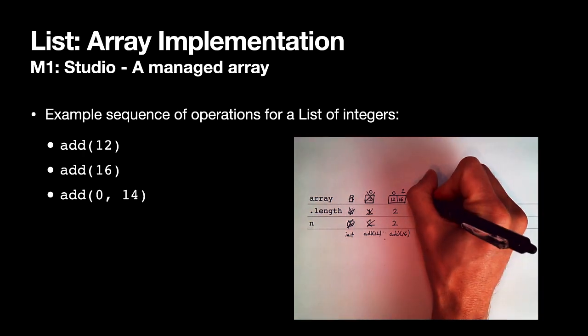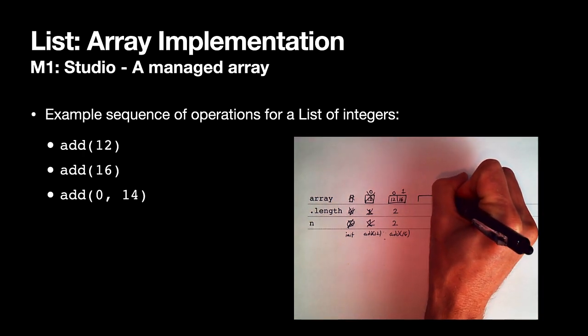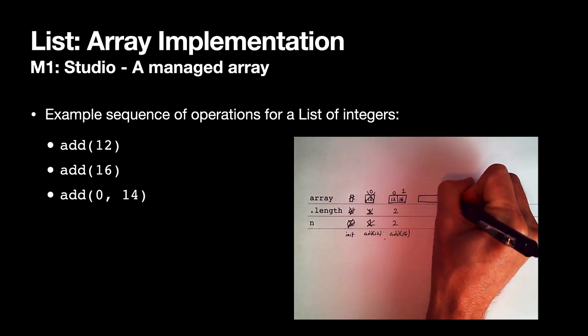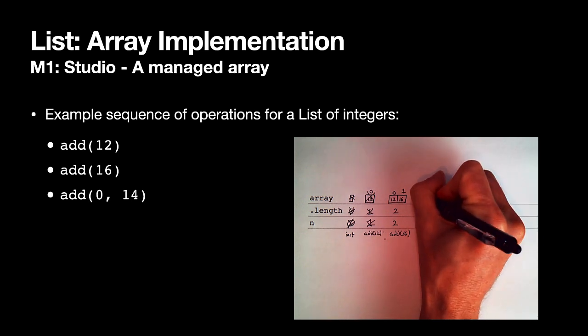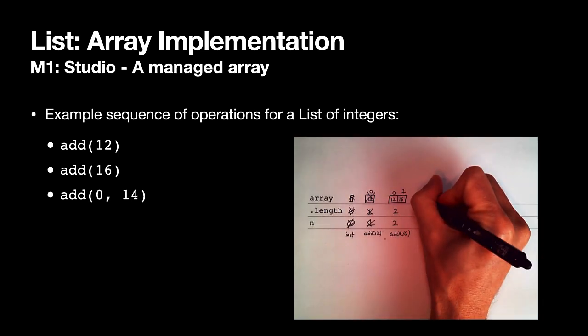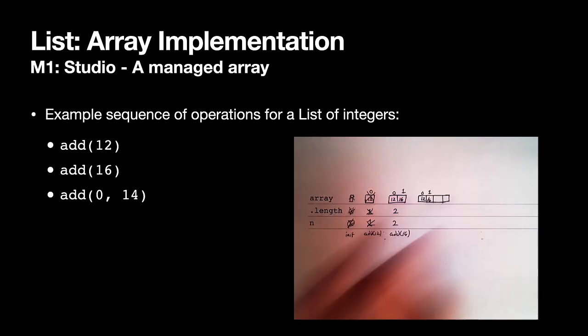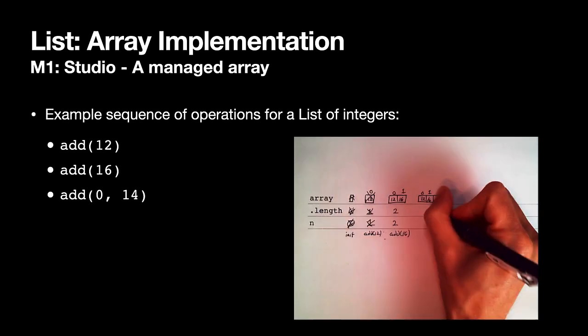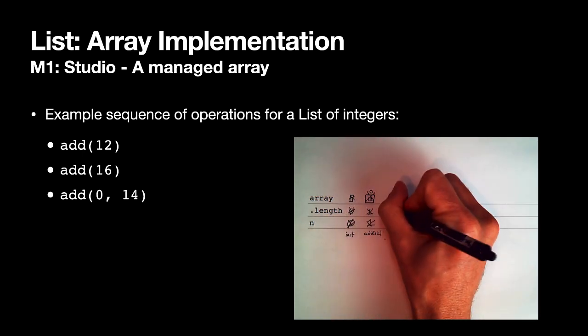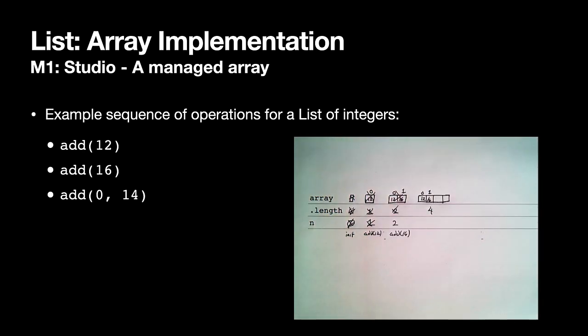So the first thing I'm going to do is go ahead and grow my array. So I'll go ahead and double its capacity yet again. So we'll have a total capacity of 4 now. I'll copy over my old data, my 12 and my 16, into indices 0 and 1. And our total capacity is now 4. And I'm done with my old array.